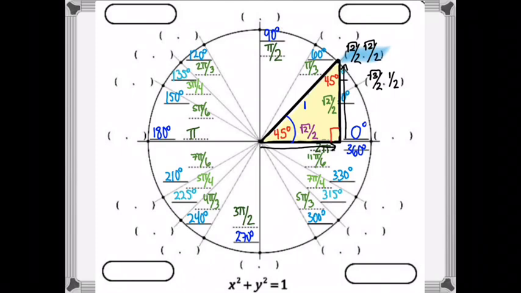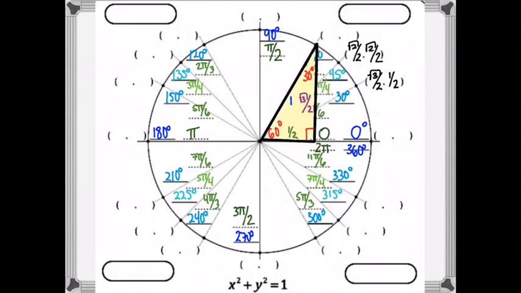That brings us over to another 30, 60, 90 triangle, which is going to be positioned differently. So let's take a look. We have this 60 degree angle here, and like the previous examples, we're going over x, which is going to be 1/2, and we're going up y, which is going to be the square root of 3 over 2.